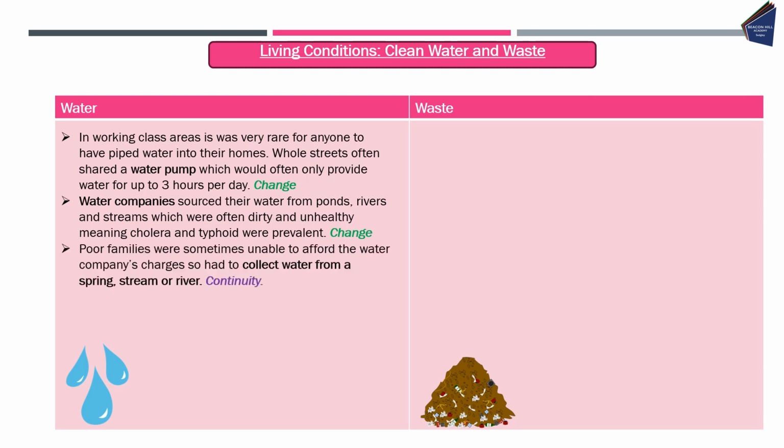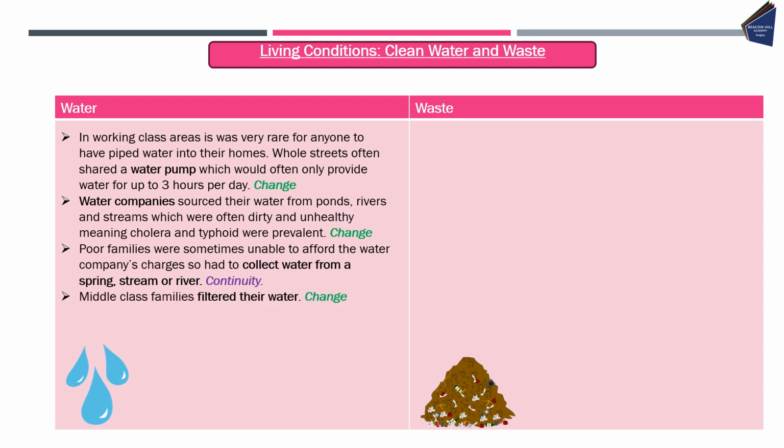Poor families were sometimes unable to afford the water company's charges, so as a result they have to collect water from a spring, a stream or a river. This is continuity from the previous time period of early modern Britain. Remember, this water is not going to be clean, so again those diseases such as cholera are going to spread.